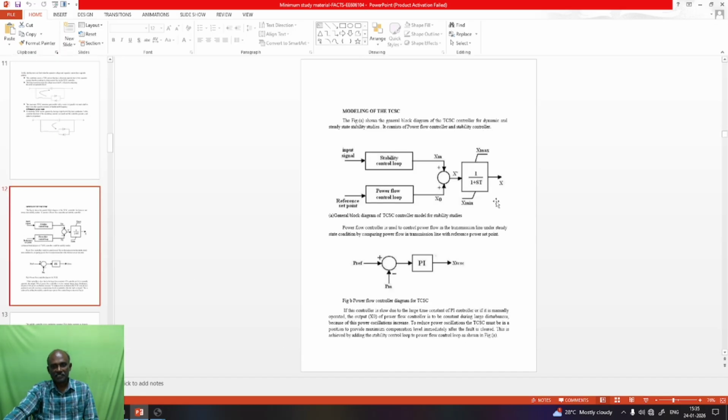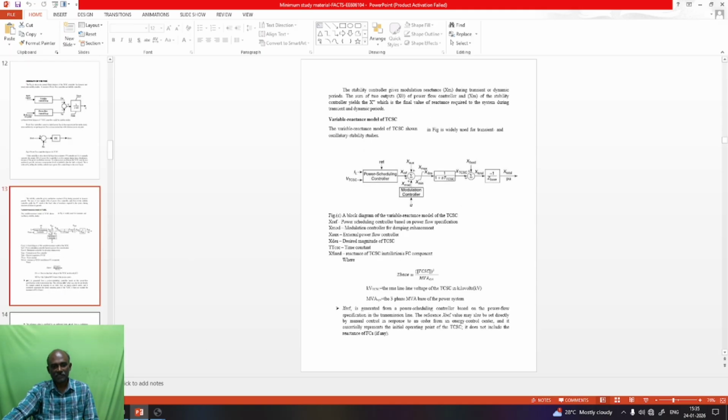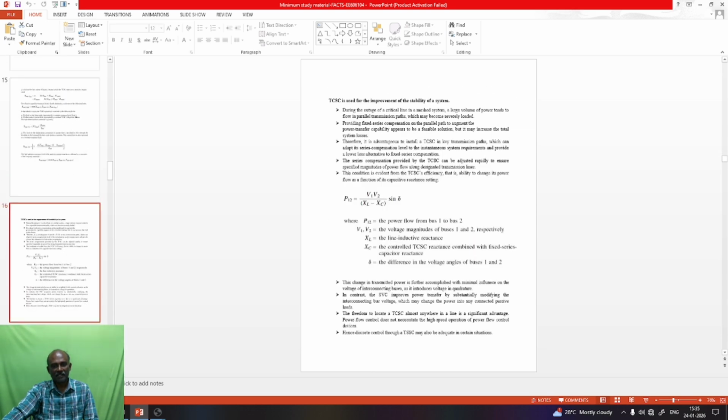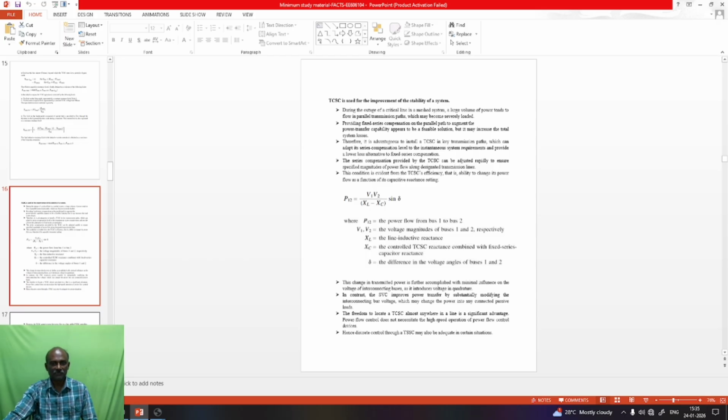Modeling of TCSC. We have to do the mathematical modeling of TCSC, thyristor controlled series capacitor, according to our requirements. Being operated in either capacitive or inductive mode, we can model the TCSC using various mathematical equations.